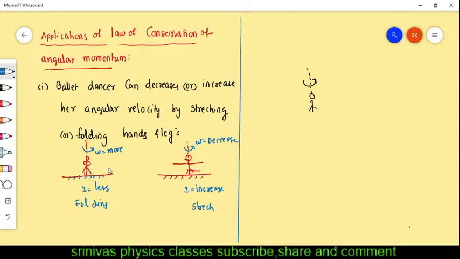That means she is rotating about her own axis. During that, the ballet dancer can decrease her angular velocity by stretching and increase angular velocity by folding. The ballet dancer can decrease or increase her angular velocity by stretching or folding her hands and legs. Have you understood this application?